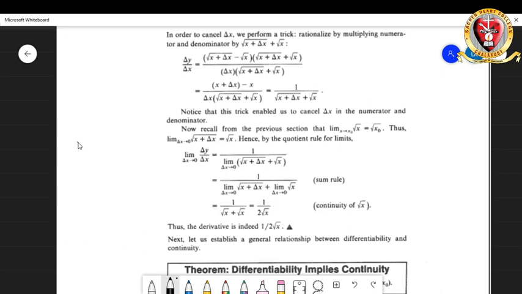So what did you obtain here? When f of x is equal to root x, we have f dash of x naught is equal to 1 by 2 root x naught. This is the observation we make from here.